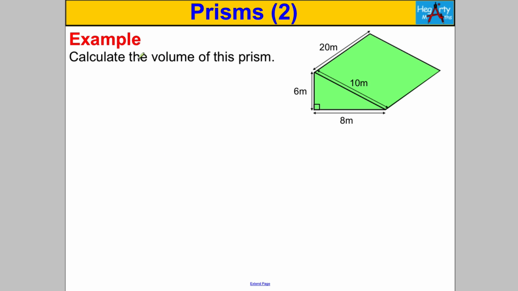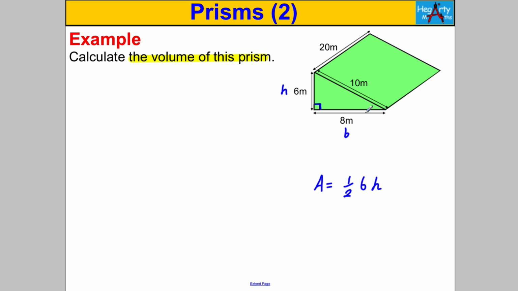So here we're asked to calculate the volume of this prism. It's a triangular prism, so we're going to need to work out the area of the cross-sectional face and multiply it by the depth back of the prism. Just to remind you that the area of a triangle is always a half the base multiplied by the perpendicular height. In this case we've got a base length of 8 meters, and because this is a right angle triangle, this 6 is perpendicular to the base, so that's going to be our perpendicular height.